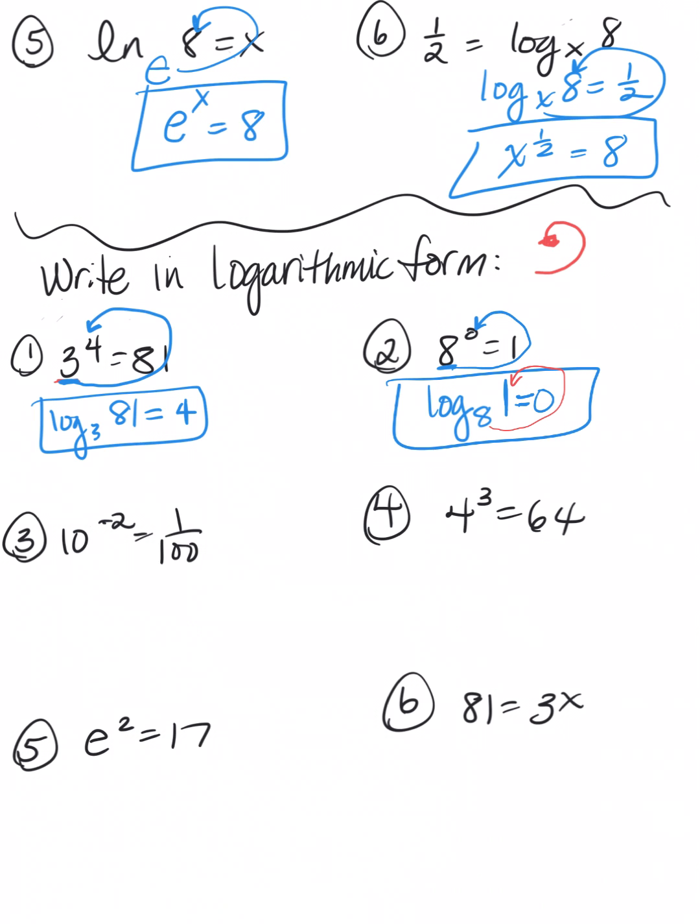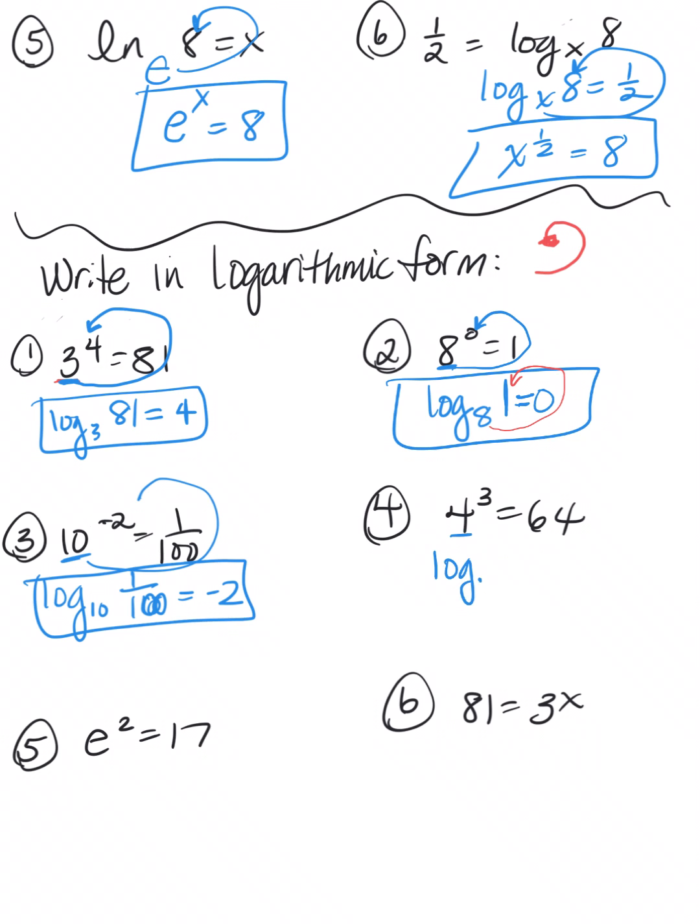Look at number 3. This one, a base of 10. So log, you can write the 10. You don't have to write the 10, but keep going. Log base 10 of 1 over 100 equals -2. Number 4. Log, what's my base? It's a 4 of 64 equals the exponent of 3. There's my answer here.